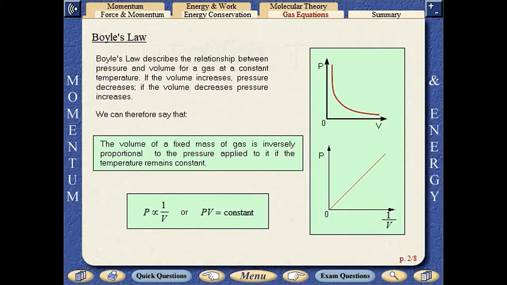Boyle's law describes the relationship between pressure and volume for a gas at a constant temperature. If the volume increases, pressure decreases. If the volume decreases, pressure increases. We can therefore say that the volume of a fixed mass of gas is inversely proportional to the pressure applied to it if the temperature remains constant.